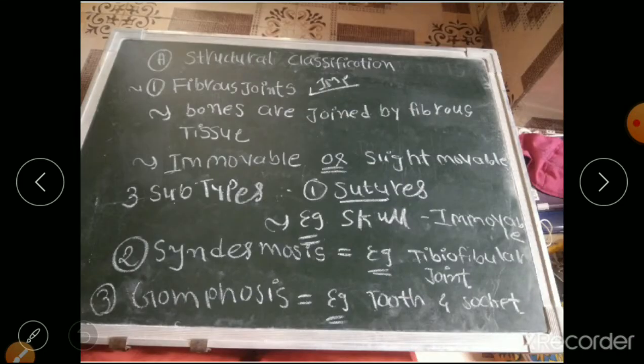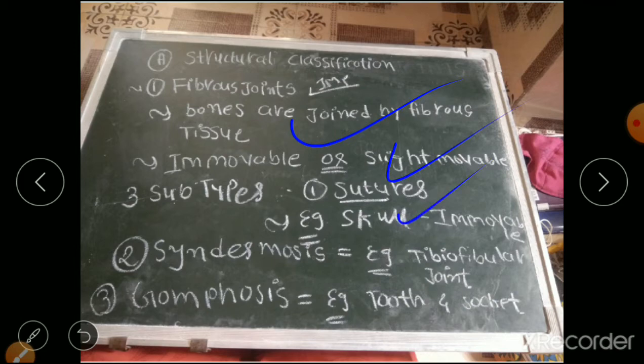In that, first is fibrous joints, and in fibrous joints also three sub classifications. First is sutures, second is syndesmosis and third is gomphosis. Now basically what are fibrous joints? The bones joined by fibrous tissue are known as fibrous joints, which are immovable or slightly movable joints. So three subtypes. First is sutures.